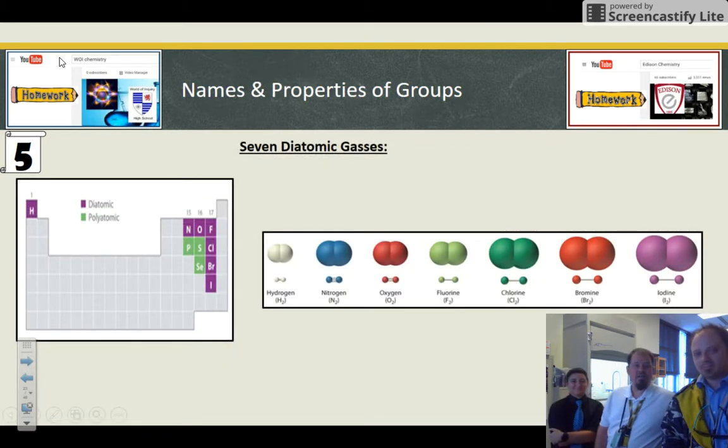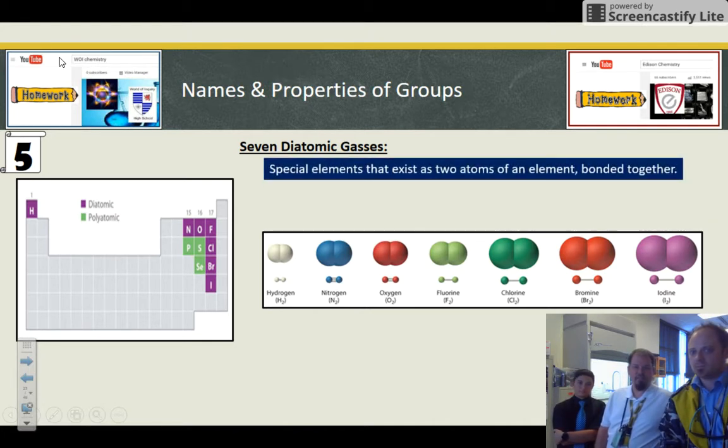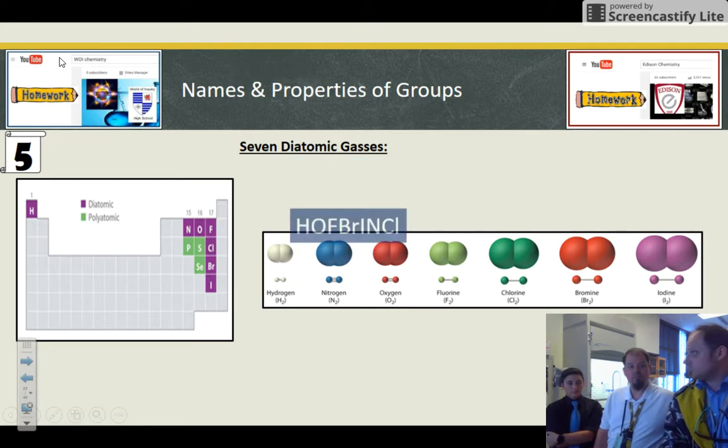Yep. 7 diatomic elements. There are 7 of them. Notice they are in purple in the picture. These are the special elements that exist as 2 atoms of 1 element bonded together. You will never find a single atom of oxygen by itself in nature. It will be bonded at least to itself.